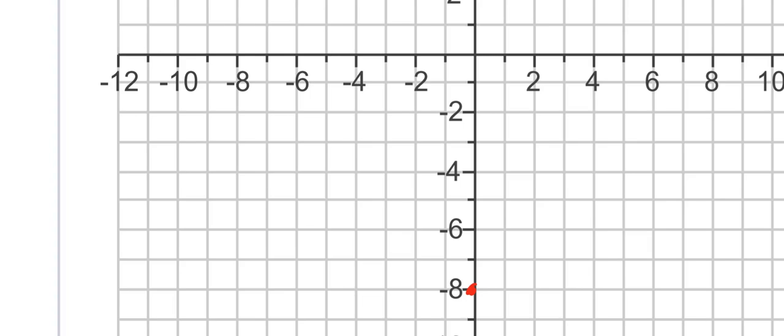Alright, so because it's down 8 units, we got our dot at 0, negative 8. If we know that this is 1A, 3A, 5A, 1, 3, 5, and it's positive, that means it's going to open up. Go over 1, up 1. Put a dot. From that dot, go over 1 more, up 3. And I need matching points on the other side. Parabola shape.